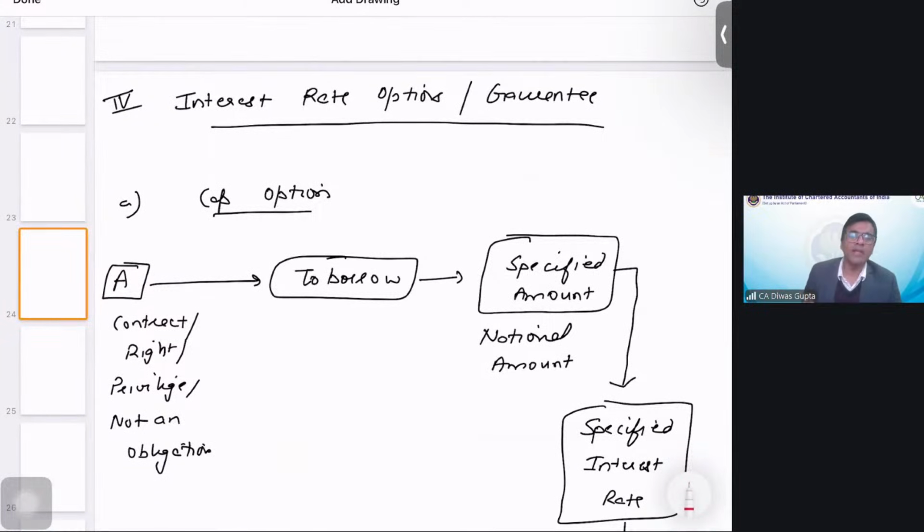Now, we will draw the comparison after we cover the interest rate options or guarantees. Then we will draw the comparison with the forward, futures and options. So till now, students, if I just make you recall, we have discussed ALM, the asset liability method, right? In which you try to match your liabilities maturity with the assets maturity.